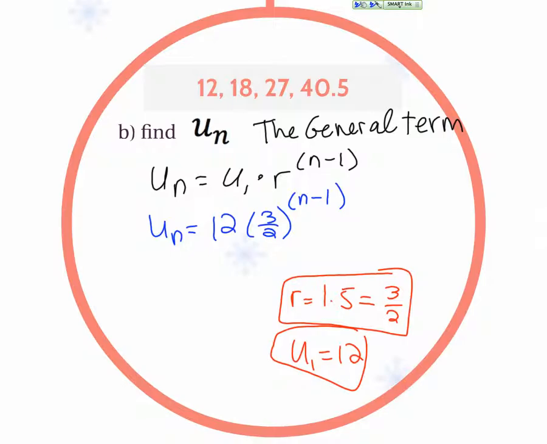Can we simplify this anymore? We actually can't, because that's not a distribution, it's to the power of n minus 1. So we're done right here. There's nothing else that we can do on this one. Are you guys still feeling okay? Let me know if you do have questions.